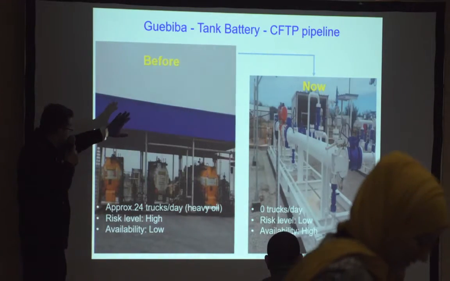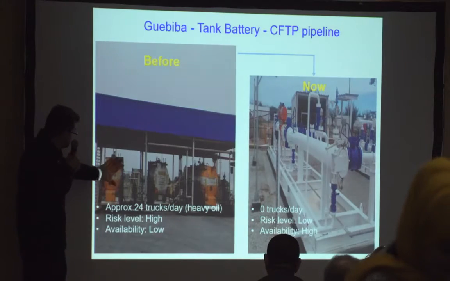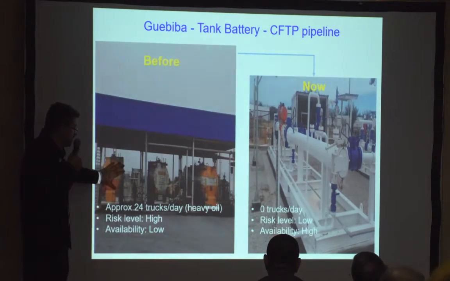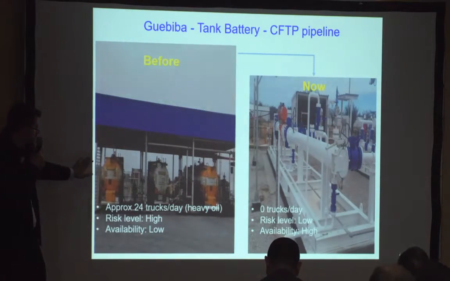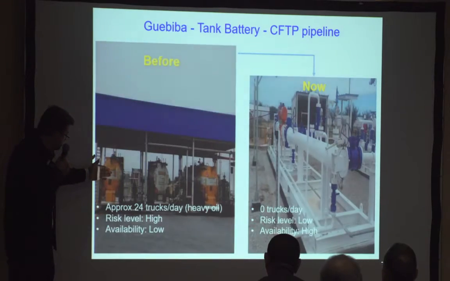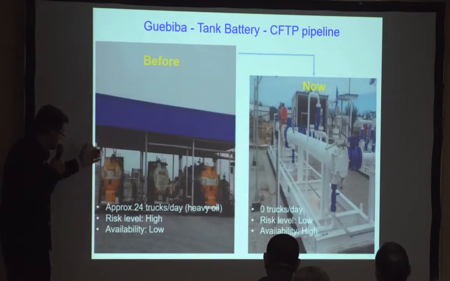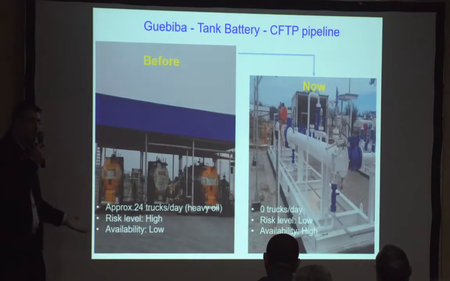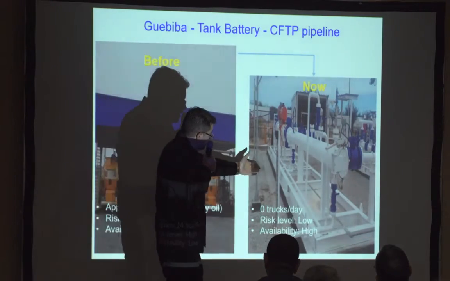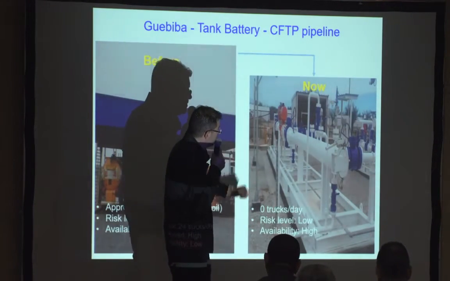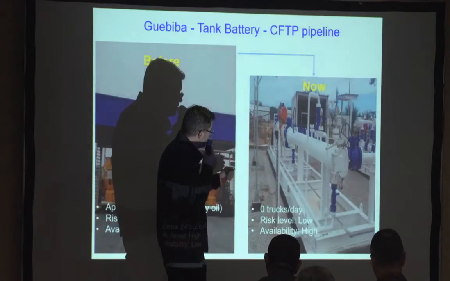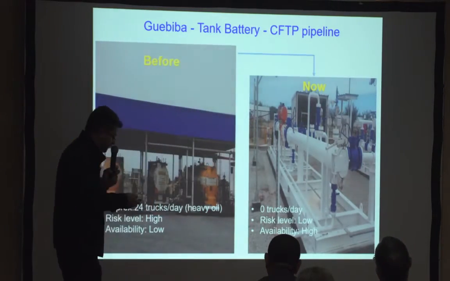Here is a very speaking picture. This is the situation before the pipeline. We have plenty of road tankers loading crude oil, so you can imagine the risk. You can imagine the availability, which is very low. You can imagine also the OPEX, it's very high. And here is the pipeline, which is in service and used to transport the crude oil from our CPFs, Biba and tank battery, to CFTP.